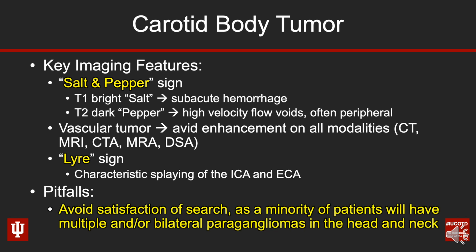Now I want to stress once again, there is a pitfall here, and it's to avoid the satisfaction of search. So when you see one of these, the spidey senses really need to be tingling. You need to be looking for other ones, because in a minority, but a significant minority, 10% or so, maybe a little bit less than that, you'll find either multiple paragangliomas within the head and neck, or you'll find potentially bilateral paragangliomas. So if you see it on one side, really scour the other side as well. And we'll talk more about the characteristic locations of other paragangliomas in the head and neck in a following case of the day.